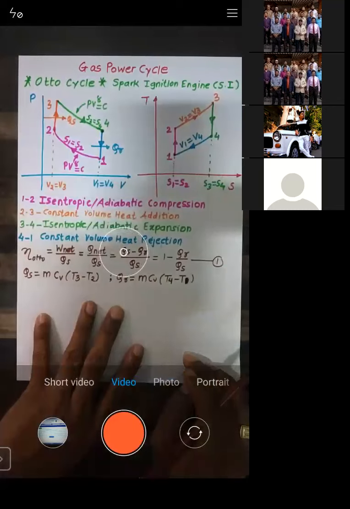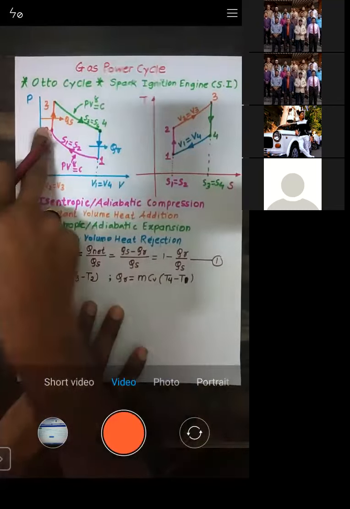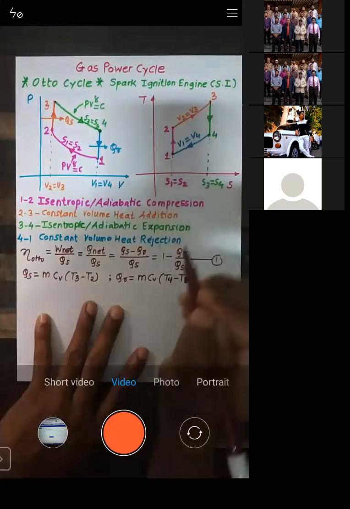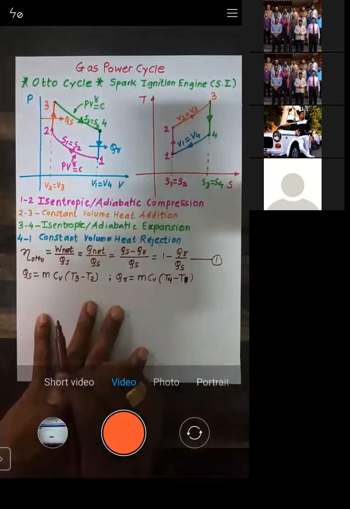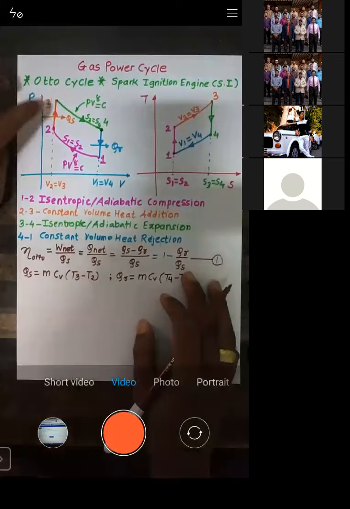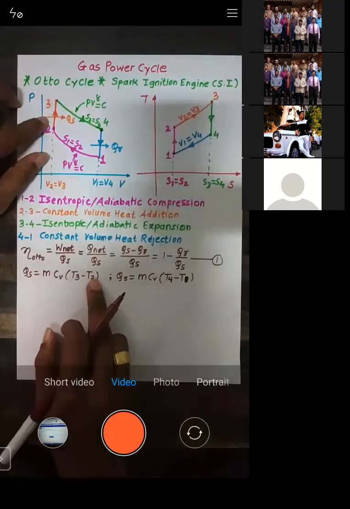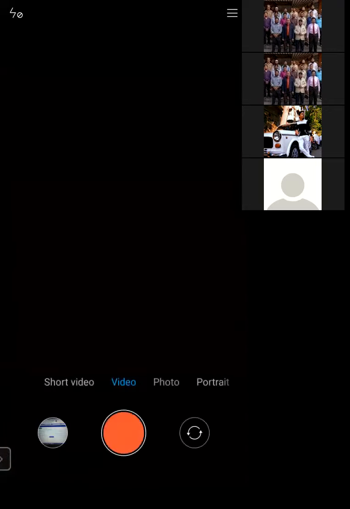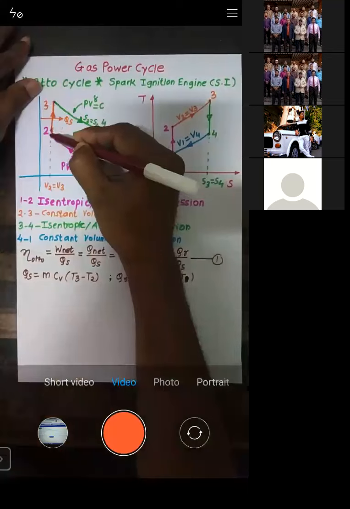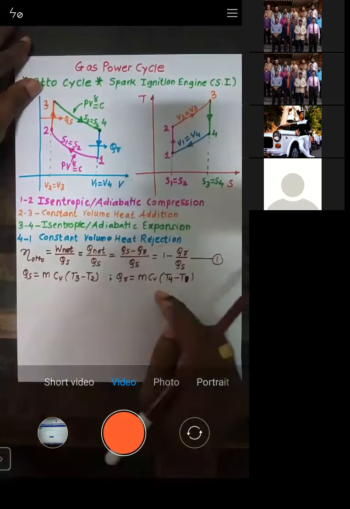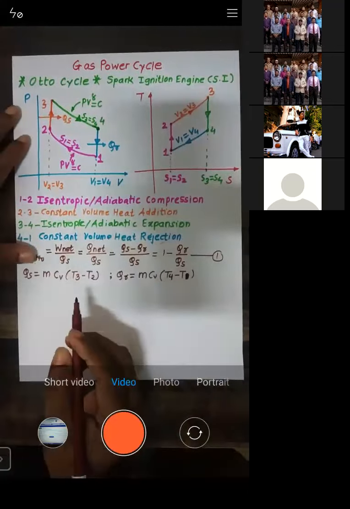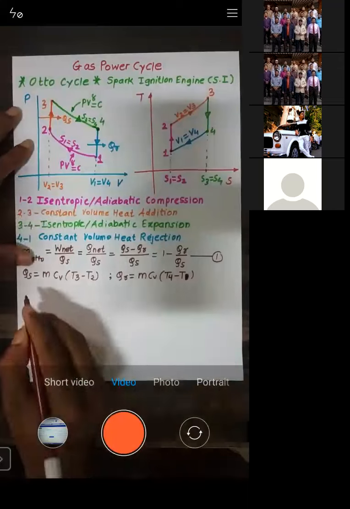Because T3 is greater than T2 and T4 is greater than T1, you can check it. That's why I'm taking higher minus lower, and not final minus initial. So I took T3 minus T2 and T4 minus T1. Is that okay? Now let us put these values in the equation of the Otto cycle.